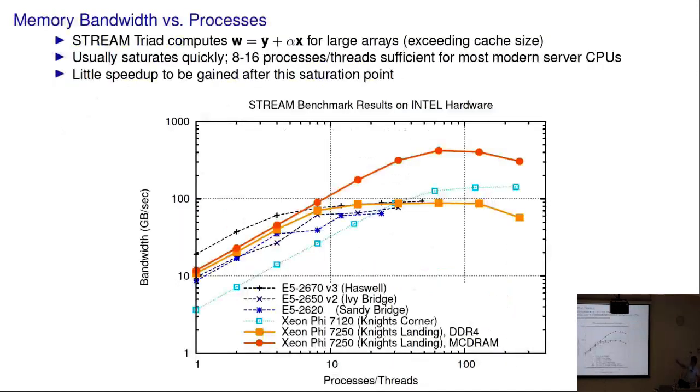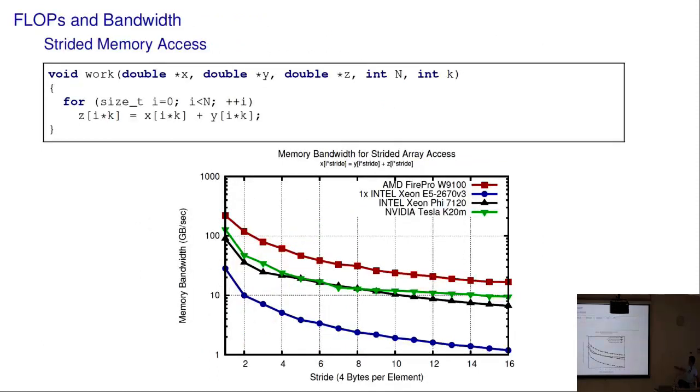So this is for stride 1 memory access, which is a nice contiguous memory access. I want to point out that for your particular problem, this may even be worse, because you may have to do non-unit stride access, and no architecture does well with that. So you want to try to avoid that as much as possible.